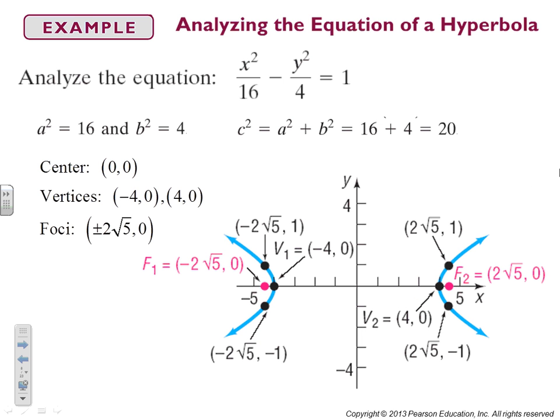When we graph that, we graph the vertices, the foci, and their negative counterparts. And then we go ahead and plug in 2 root 5 to find what value. So we plug in 2 root 5 here. Remember, that's 20. So it's 20 over 16 minus y squared over 4 equals 1. We subtract 20 over 16 from both sides. We multiply by negative 4 and then take the square root to find that. It gives us 1 and negative 1.